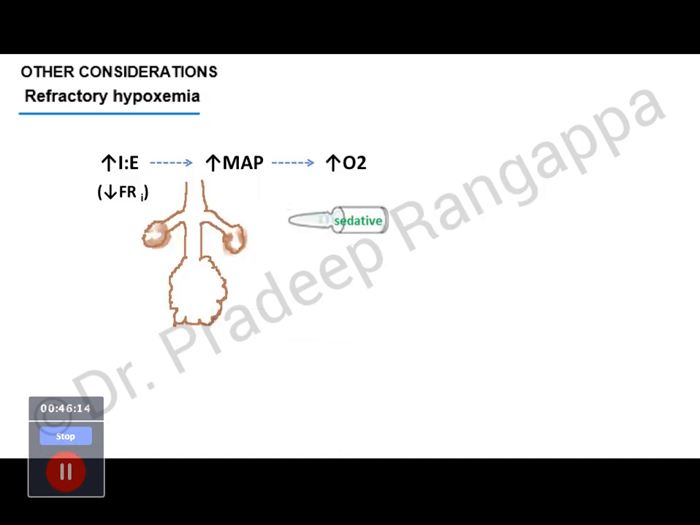Refractory hypoxemia, so just the last couple of slides. Suppose you have done low tidal volume, you have done optimal PEEP, you have done open lung ventilation, you have got the driving pressure less than 15, used recruitment, and still the patient is hypoxemic. Then you can tweak the IE ratio because you increase the inspiratory phase. When you increase the inspiratory ratio, you reduce the flow rate. So it will increase the mean airway pressure. That will improve the oxygen.